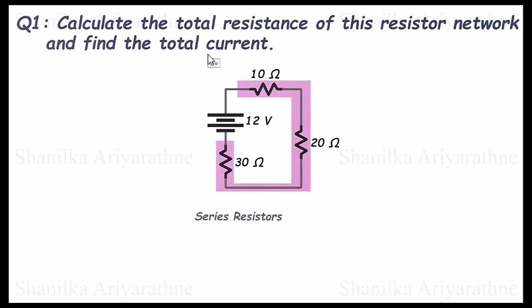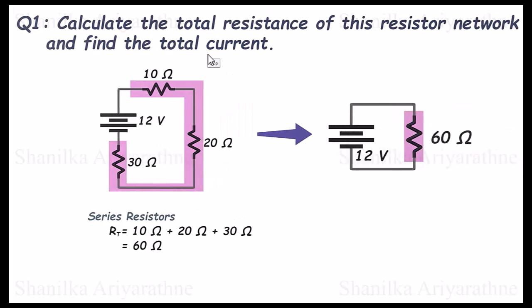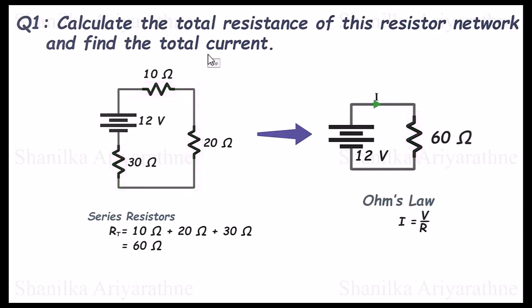We can see there are 3 resistors connected in series: 10 ohms, 20 ohms, and 30 ohms. So the total resistance is the sum of each resistor's resistance, which is 60 ohms. By calculating the total resistance, we can replace the 3 resistors by one resistor with 60 ohms resistance. Now we can easily use the Ohm's law to calculate the current.